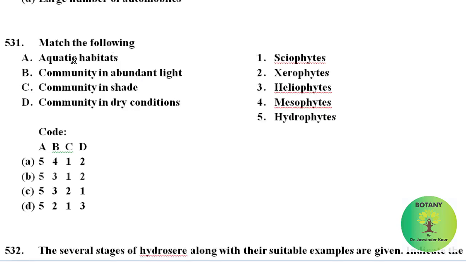Match the following. Here we have to match the definitions with the scientific terms. Aquatic habitats, these are the hydrophytes. The community that occurs in abundant light is known as heliophytes. The community in shade is known as sciophytes, and the community in dry conditions is known as xerophytes. So among these, option B is correct.